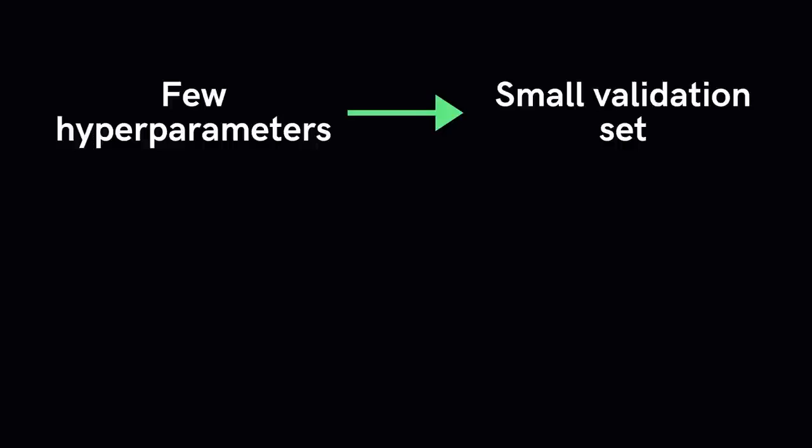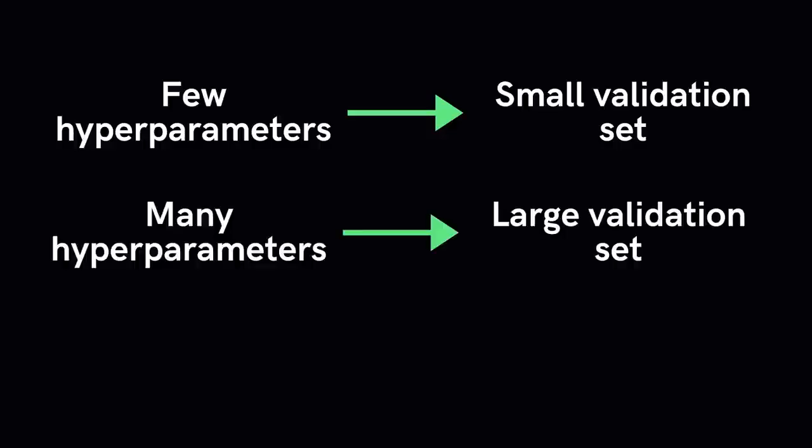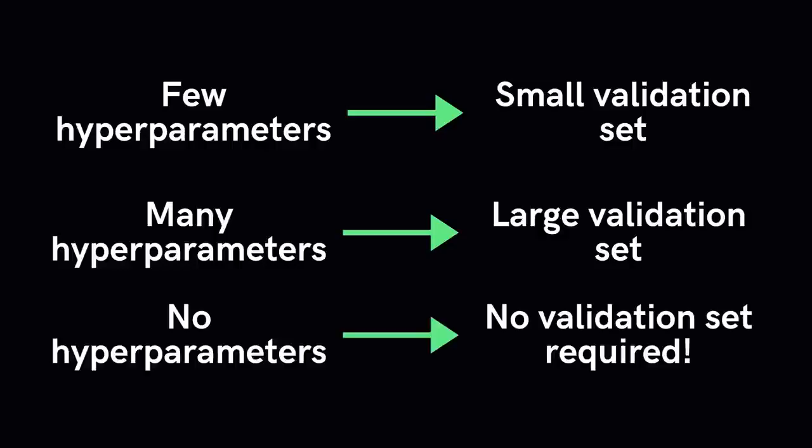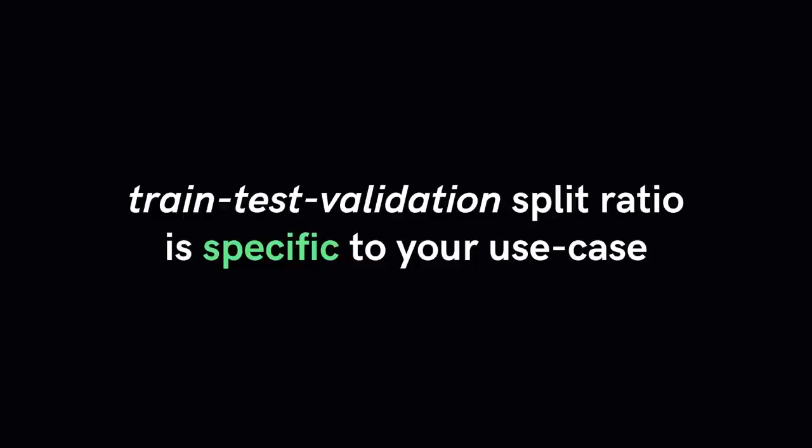Models with very few hyperparameters will be very easy to validate and tune, so you can probably reduce the size of your validation set. But if your model has many hyperparameters, you would want to have a large validation set as well as consider cross-validation. Also, if you happen to have a model with no hyperparameters whatsoever, or ones that cannot be easily tuned, you probably don't need a validation set. All in all, like many other things in machine learning and deep learning, the train test validation split ratio is also quite specific to your use case, and it gets easier to make judgment as you train and build more and more models.